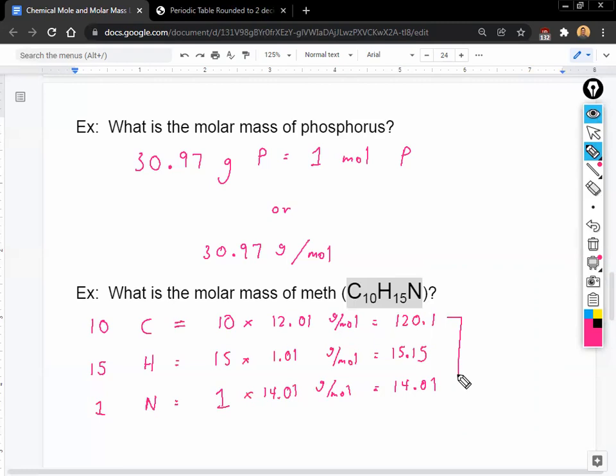So all we need to do is add them together, and that is going to give us the molar mass of meth. So take 30 seconds. I want you guys to add that up and write down on your paper, and we'll figure out how much 1 mole of meth weighs.